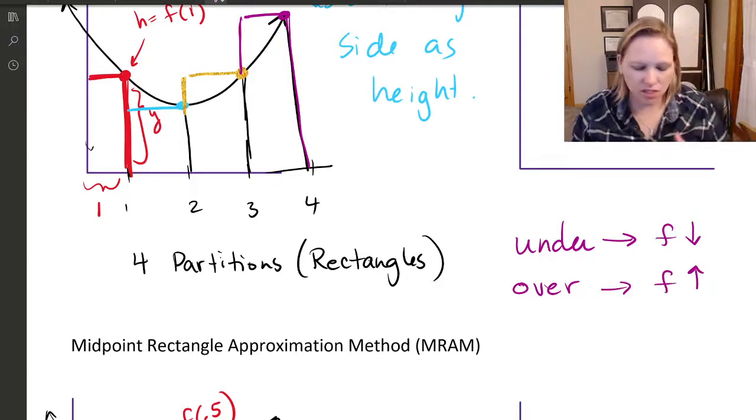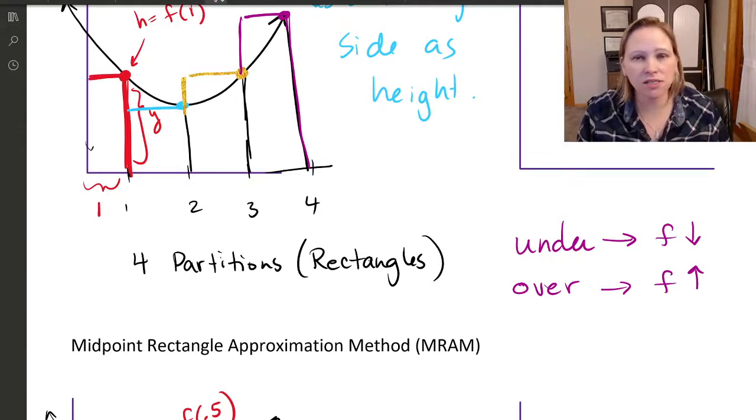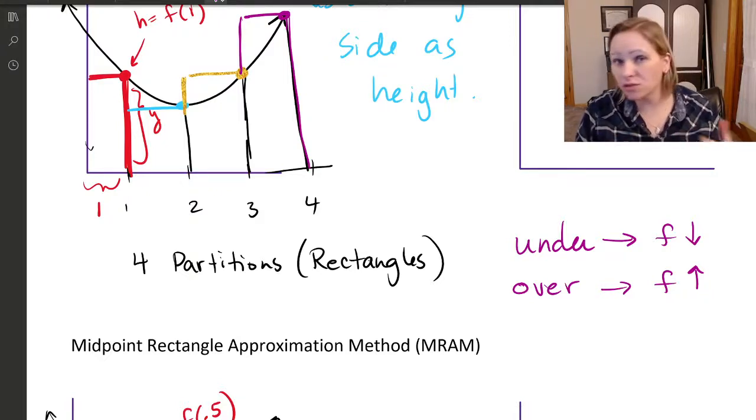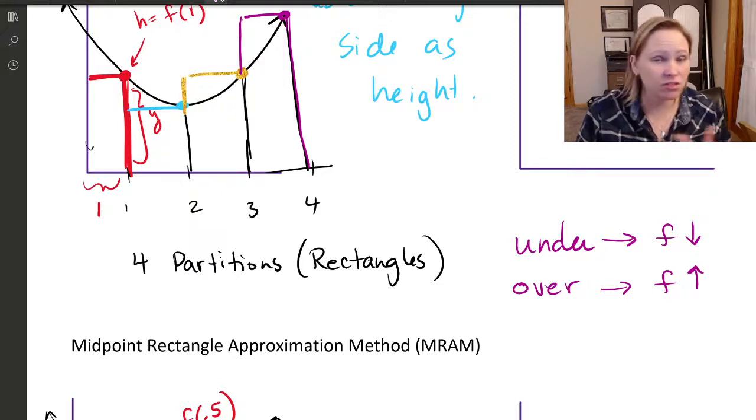And it's really important to know this and be able to draw the picture and distinguish that, because on the AP exam, oftentimes on a free response, they'll ask you to do a rectangular approximation method like LRAM or RRAM, and they'll ask you if it's an overestimate or an underestimate, and you'll have to go back and it's going to tell you somewhere in the problem that the function was increasing or decreasing.